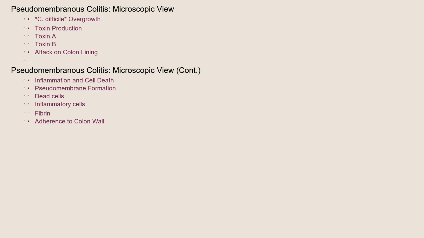The story of pseudomembranous colitis unfolds at a microscopic level. Once C. diff flourishes in the colon, it produces two primary toxins, toxin A and toxin B. These toxins attack the lining of the colon, causing inflammation and cell death. This damage leads to the formation of characteristic pseudomembranes, yellowish-white plaques composed of dead cells, inflammatory cells, and fibrin. These pseudomembranes adhere to the colon wall, further disrupting its function and leading to the symptoms we'll discuss later.